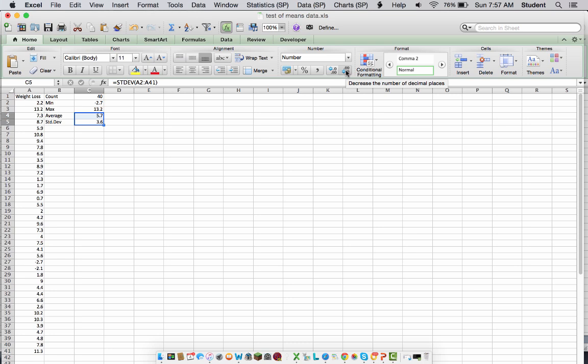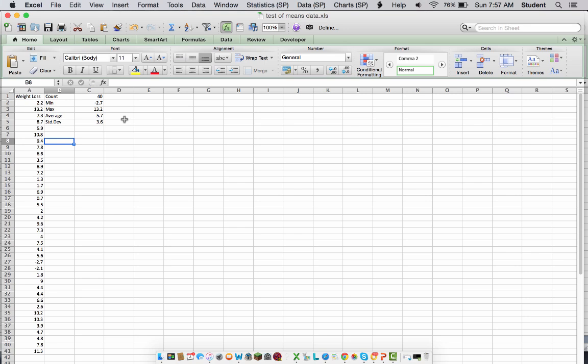Alright, so here we see that our 40 study participants had an average weight loss of 5.7 pounds. Standard deviation of that was 3.6, so quite a bit of uncertainty around that average. The range was minus 2.7, so some people actually gained weight, and some people lost a lot of weight at 13.2 pounds. So now we're going to form and test some hypotheses, right?